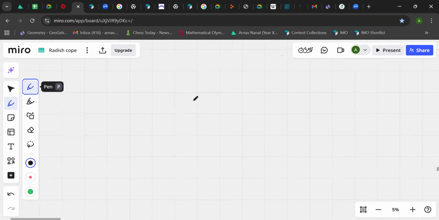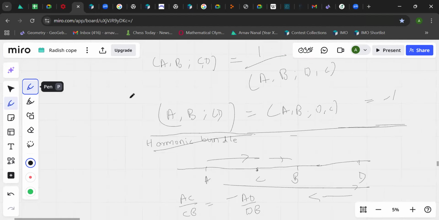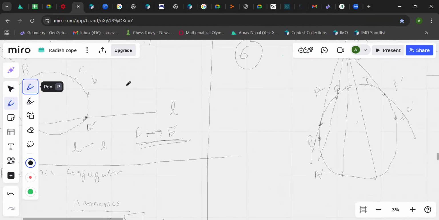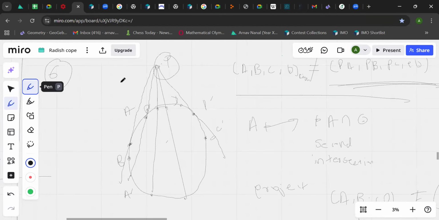Just to go back to the earlier thing, the circle. Here, A prime, B prime are interchangeable, right? What do you mean by interchangeable exactly? Meaning the cross ratio would still be the same if I replace A by A prime.